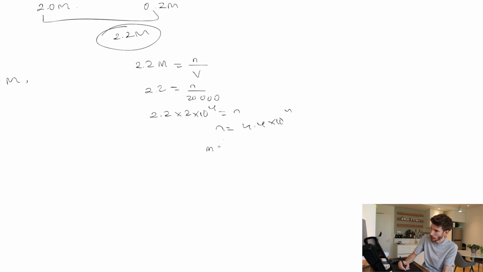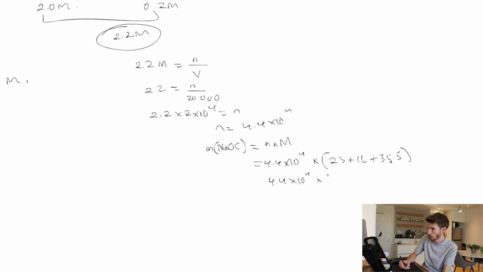And so now the mass of sodium hypochlorite there would equal number of moles times molar mass. So that's 4.4 by 10 to the 4 multiplied by the molar mass here, which would be 23 plus 16 plus 35.5, which gives us around about the 75 mark. So 4.4 by 10 to the 4 times around about 75. And if again we just call this 4 by 10 to the 4, and we'll call this 7, well, we'll just call it 7 even. So we'll round this one down. I might actually round this one up.